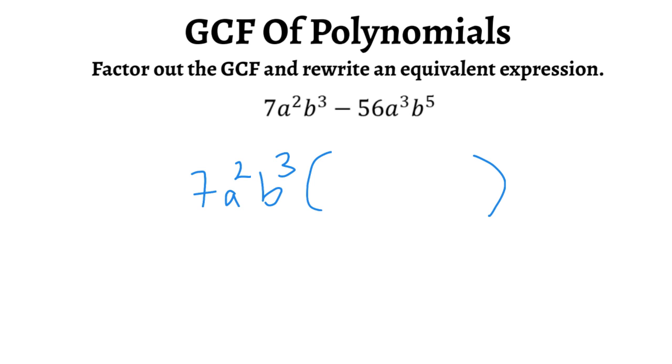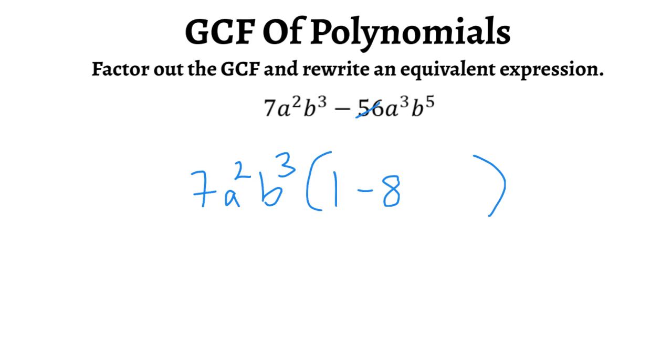So, in the very beginning, 7 divided by 7 is just 1. A squared divided by a squared is also 1. And b cubed divided by b cubed is also 1. So I took the entire thing out, leaving me with just 1 in there. Basically, this divided by itself is 1. What about the 56? Negative 56 divided by 7 is going to be negative 8. That takes care of that part.